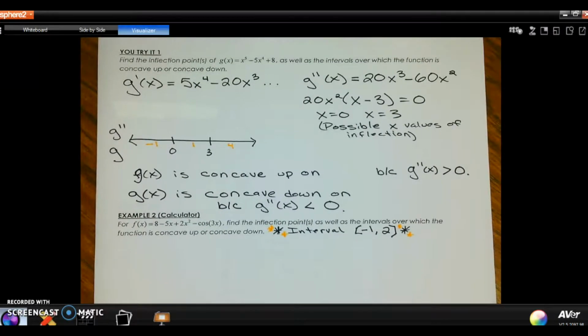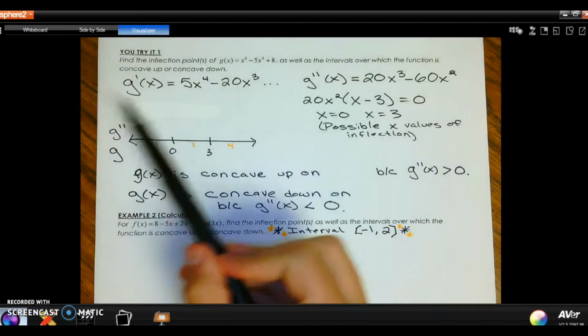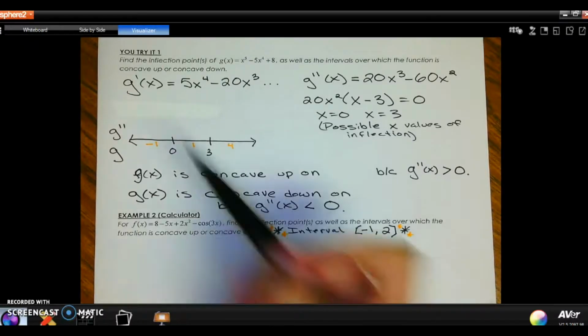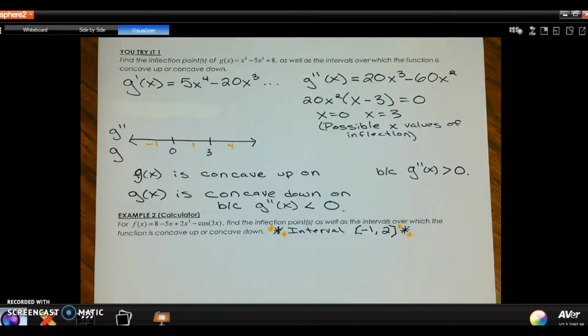Okay, this is a continuation of the Unit 3, Day 3 second derivative test. So I wanted to walk through this one with you. It says find the points of inflection of g of x, as well as the intervals over which the function is concave up or concave down. So this concave up or concave down is my clue that I want to use the second derivative test.